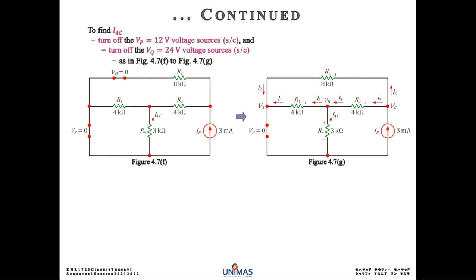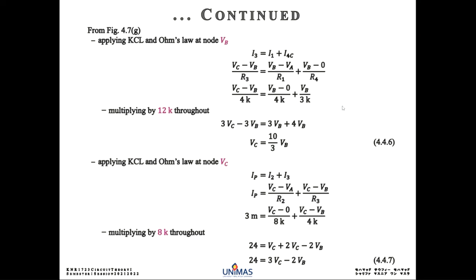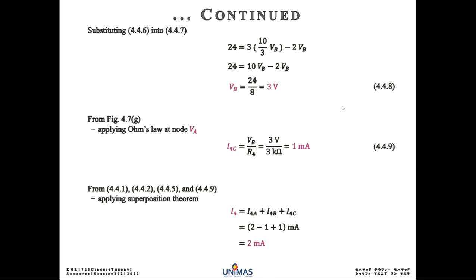So that is the only node that you need to analyze because you want to find I4. So you don't need to analyze the node VA, because it is not needed. Okay, you only need I4C. You can solve it by knowing VB and VC only. So you know VB and VC, so you manipulate equations 446 and 447. Alright.